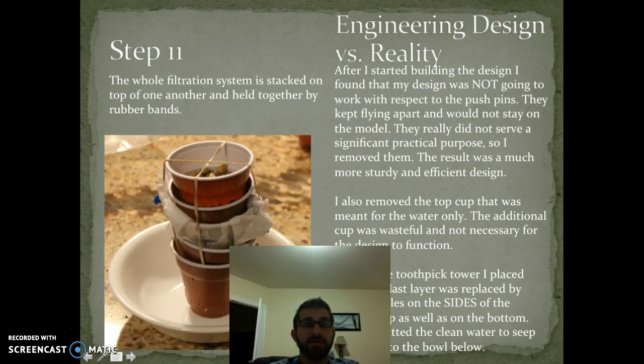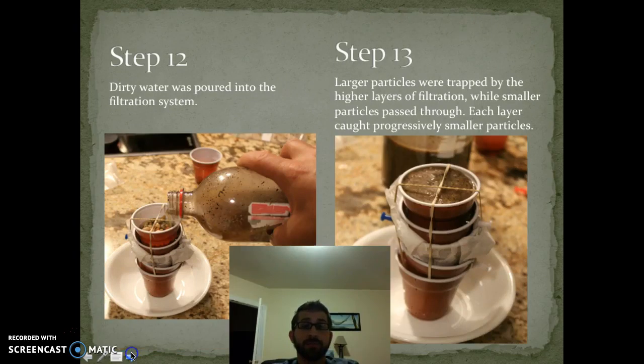Next, I stacked the whole thing together and I realized that my original design was not as good as I would have liked. Unfortunately, the top cup was pretty much useless and these side thumbtacks were not staying on and holding together like I thought they would. So I made the executive decision and pulled them. Finally, the toothpick tower seemed to be not working. So if you look at the very bottom of my cups here, you'll see that there's holes in the bottom of the cup on the sides to allow the water to leak out.